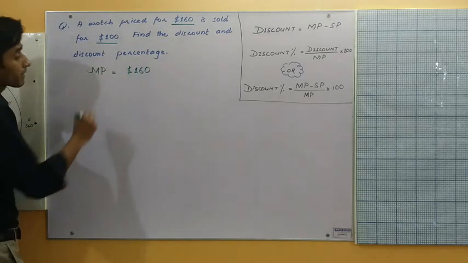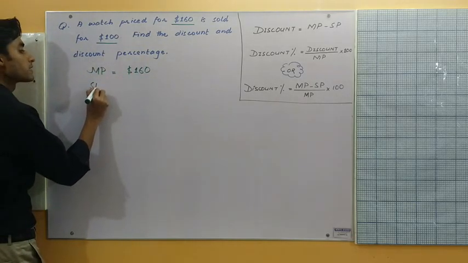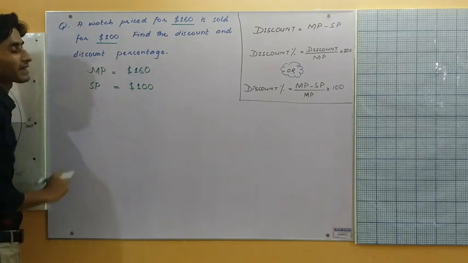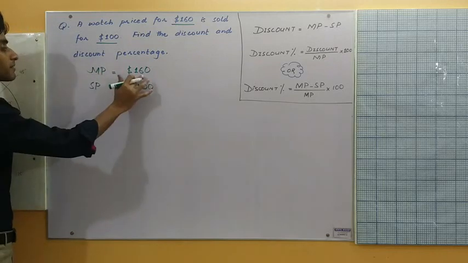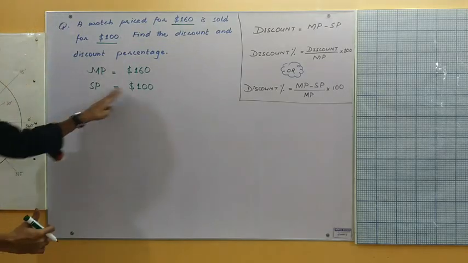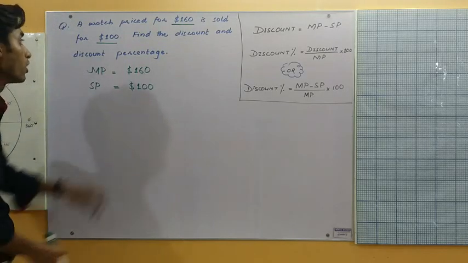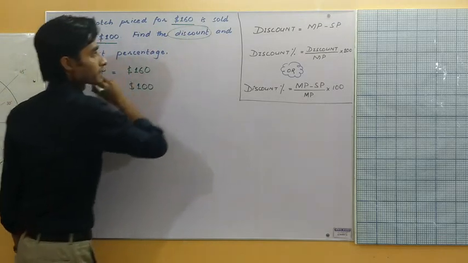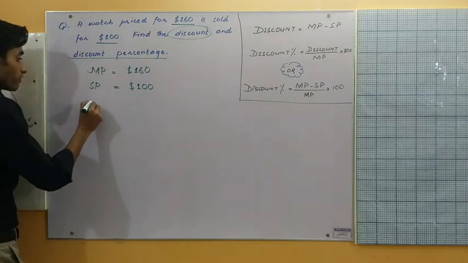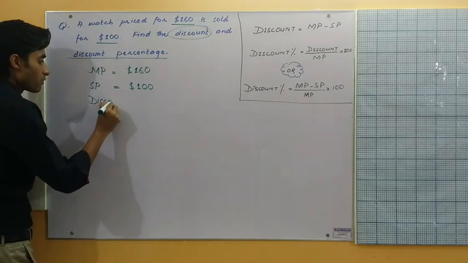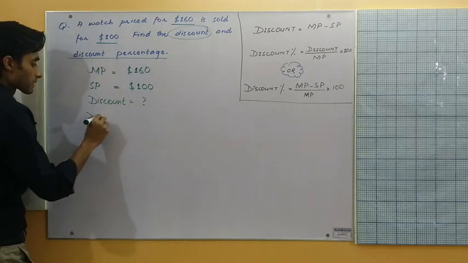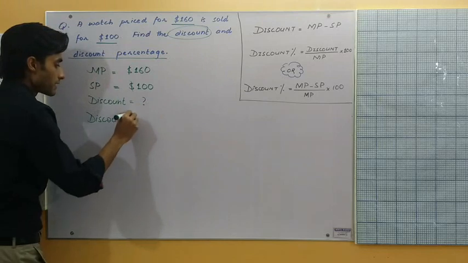$160, and the shopkeeper has sold it at $100. This is the selling price at which he sold it. So this becomes the marked price, and this becomes the actual selling price. Now the first thing that we have to find is the discount, and after that we have to find the percentage discount. So we have to find the discount, which is an unknown, and we have to find the discount percentage as well.